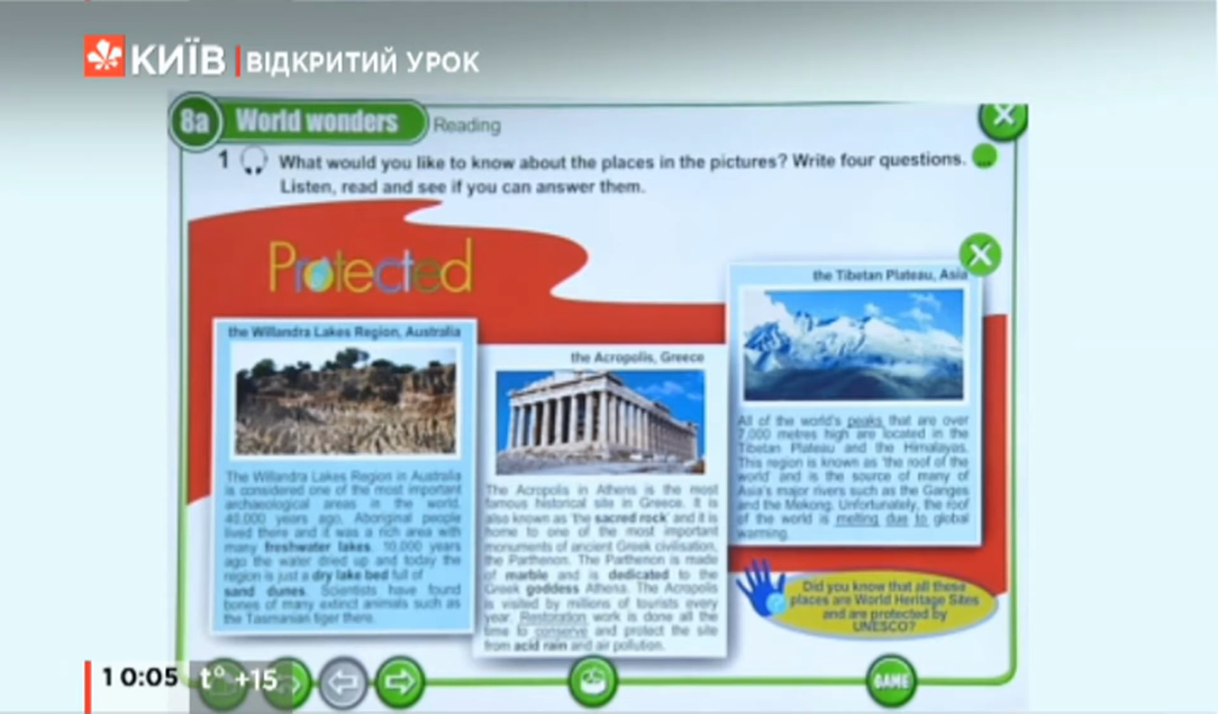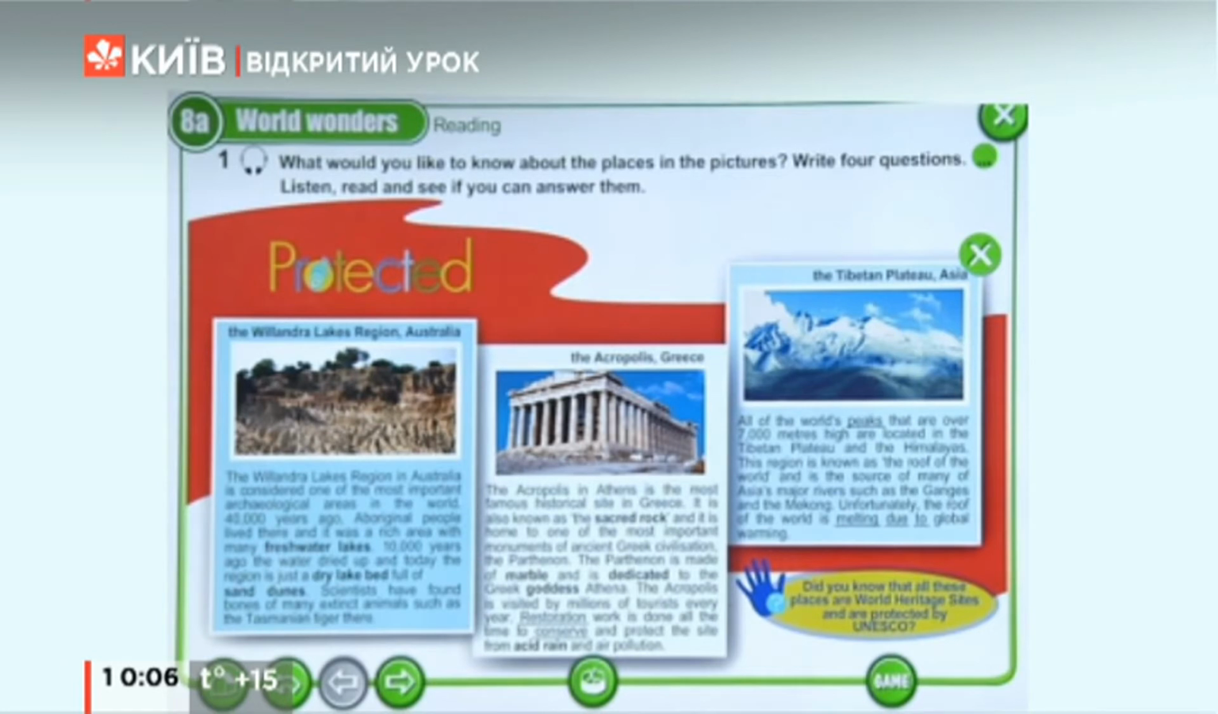The Acropolis, Greece. The Acropolis in Athens is the most famous historical site in Greece. It is also known as the Sacred Rock, and it is home to one of the most important monuments of ancient Greek civilization, the Parthenon. The Parthenon is made of marble and is dedicated to the Greek goddess Athena. The Acropolis is visited by millions of tourists every year. Restoration work is done all the time to conserve and protect the site from acid rain and air pollution.